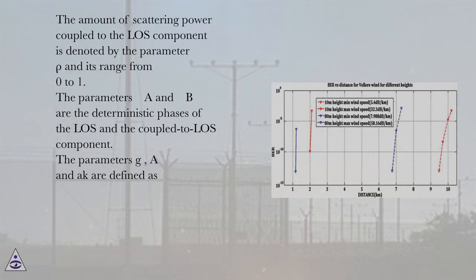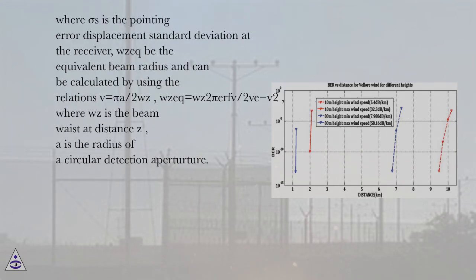The parameters phi_A and phi_B are the deterministic phases of the loss and the coupled-to-loss component. The parameters g, A and A_k are defined as, where sigma_s is the pointing error displacement standard deviation at the receiver, w_Leq is the equivalent beam radius, and can be calculated by using the relations v equals sqrt(pi) a / (sqrt(2) w_z), w_Leq^2 equals w_z^2 sqrt(pi) erf(v) / (2v exp(minus v^2)), where w_z is the beam waist at distance z, and a is the radius of a circular detection aperture.